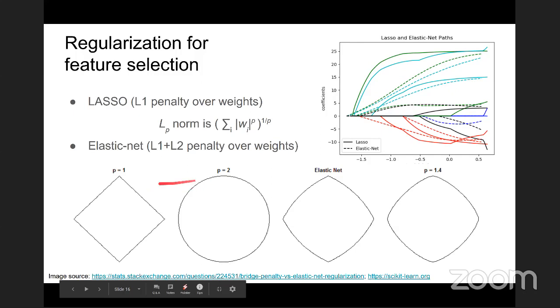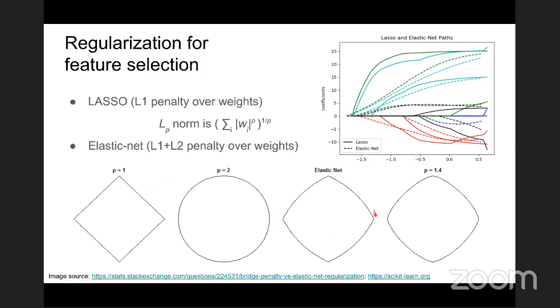A linear combination of these two would be somewhat rounded, but it will have a sharp corner here. This sharp corner is important for variable elimination. And this rounding is important for keeping two correlated variables together.